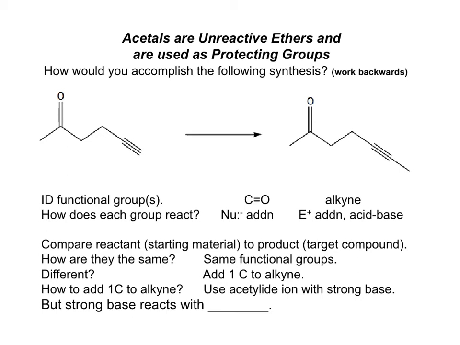If you want to do a synthesis which involves 2 functional groups, one of which is a carbonyl group at which you don't want the reaction to occur, you can convert the carbonyl group into an acetal, which serves as a protecting group. So consider this synthesis. We want to add one carbon to the alkyne, and we can do that by using the acetylide. Now, to make the acetylide we can use a strong base, but a strong base is a nucleophile, so it can also react with the carbonyl carbon.